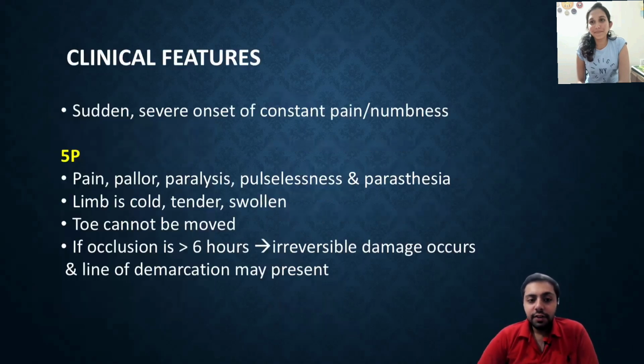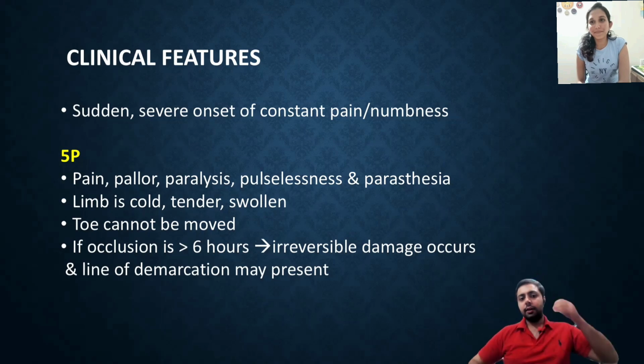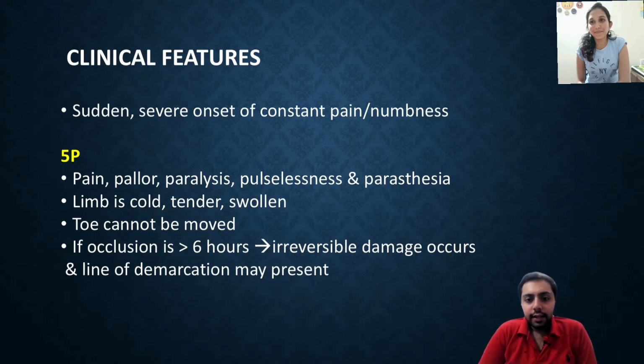Then what are the clinical features in case of acute? It's a sudden and severe onset of pain, and we have the 5 P's here: pain, pallor, paralysis, pulselessness, and paresthesia, or numbness. Then the limb will be cold, tender, and swollen, and the toe cannot be moved. If occlusion is more than 6 hours, we will call it irreversible, and a line of demarcation will be there.